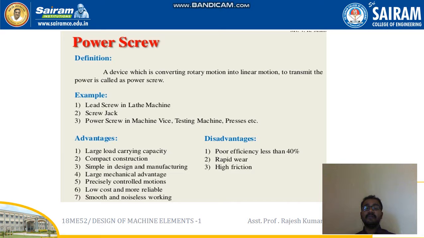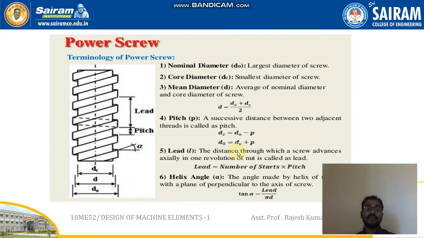Disadvantages are poor efficiency, less than 40%, but we cannot say a new machine will give this kind of poor efficiency. After 50% of its work time, maybe we can expect efficiency like this. And rapid wear and high friction are the very common disadvantages of the power screws.